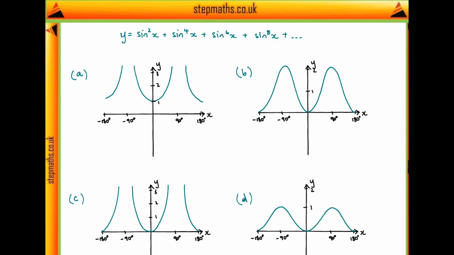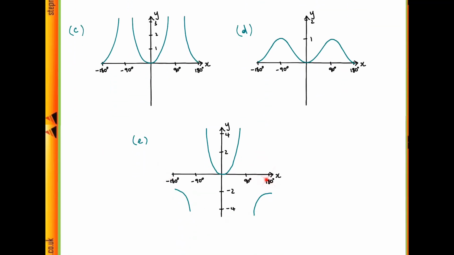Whenever we raise anything to an even power, it can't be negative, right? So each of these terms will be greater than or equal to 0. When we sum them all up, that means y is always going to be greater than or equal to 0. Therefore, we can't have this graph where y is less than 0 in some places. So we can rule option E out immediately.